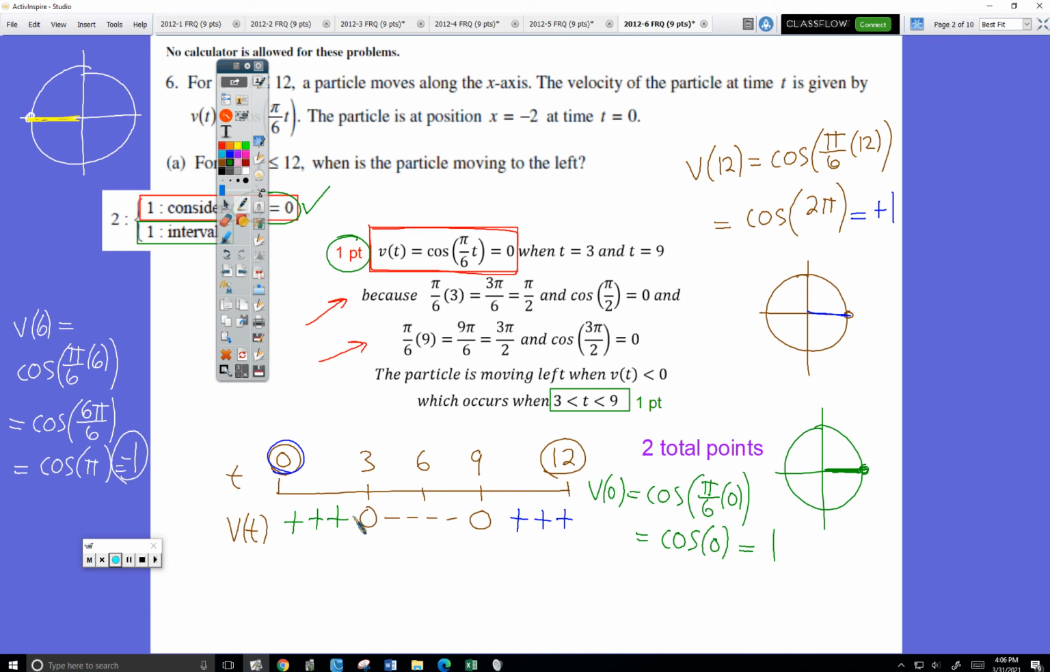That's how I wrote down that from time 3 to time 9, not including, don't put the equal sign. At the equal sign, the velocity is 0. The particle is not moving left. The particle is only moving left between 3 and 9, but not including 3 and 9. That gets you point number 2 on this problem.